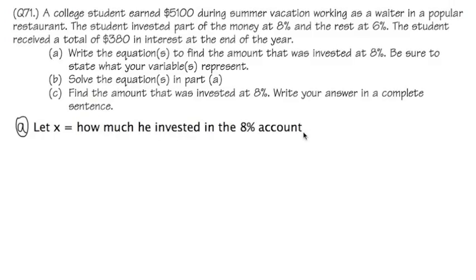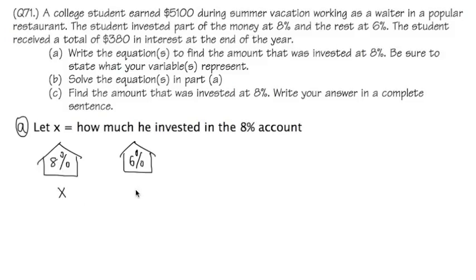And then to write equations, let me draw you pictures first. We have two accounts, the 8% and the 6%. You can associate accounts with banks, that's why I draw these houses. Right here we know that we're putting X amount of dollars into the 8% account, so let me label X right here.